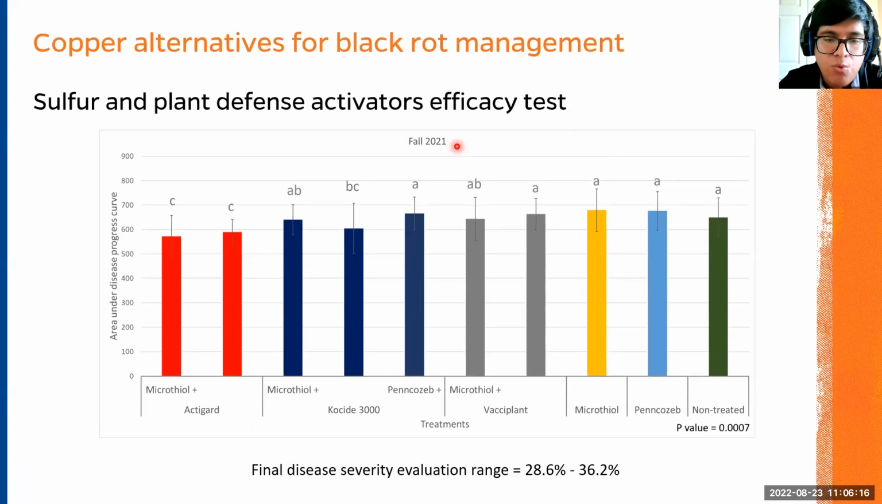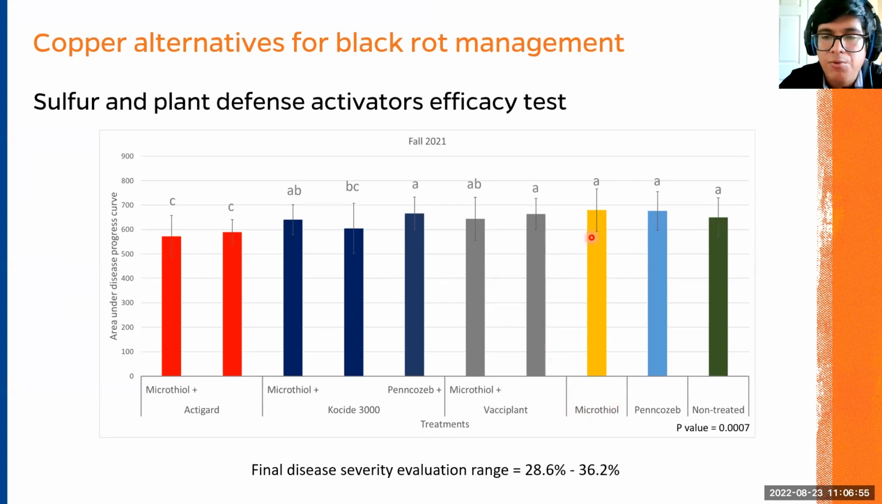During the fall of 2021, we used the same products that I mentioned before: Actigard, COSI, and Microthiol, but we added Vaxiplant and Manzate. We also added treatments where we mix Microthiol with Actigard, Microthiol with COSI, and the same with Vaxiplant. We also made a mixture of COSI and Manzate to see the efficacy of this product. When we compare the products to the not treated control, only Actigard and COSI significantly reduce the disease severity.